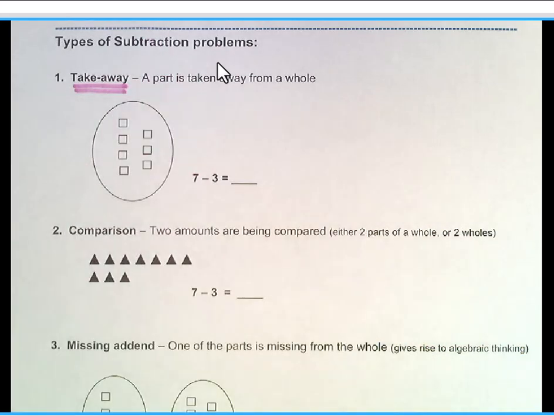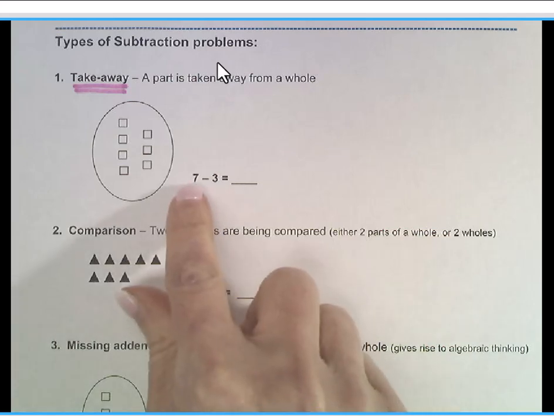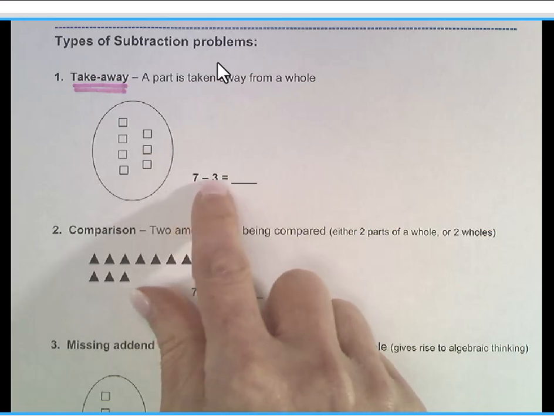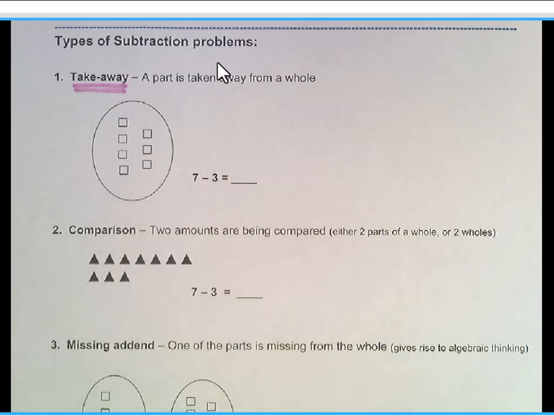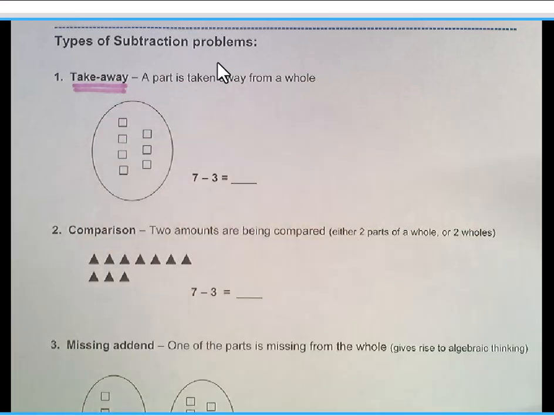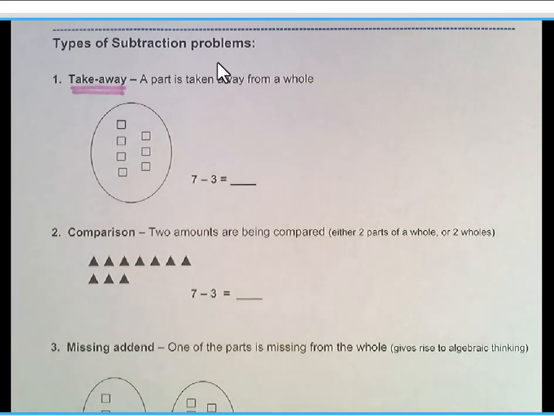When something is literally taken away, a part is taken from the whole. That's the takeaway model. So if we wanted to model 7 minus 3, or 7 take away 3, what you can do is draw a little circle, and then put your 7 objects inside. I just draw squares. And then we're going to take away 3 of them.